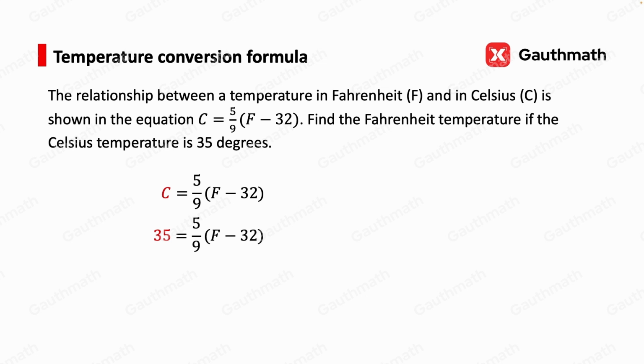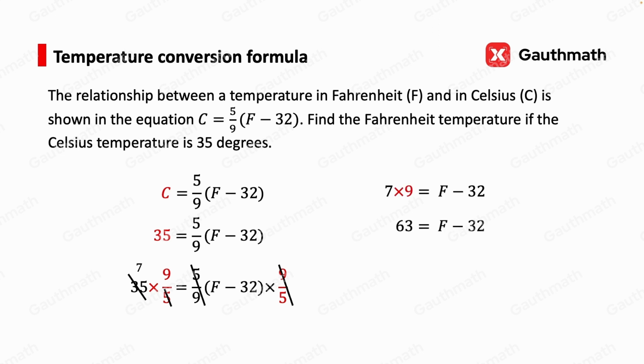And to solve this equation, basically we need to get rid of the fraction coefficient. And it's a good idea to multiply the reciprocal of it to each side. Okay, so on the left side, that will be 63, and on the right side, no fraction left. So we get this equation, and then we solve it, and finally you get the answer, F equals 95. That means 35 degrees C is equivalent to 95 degrees Fahrenheit.